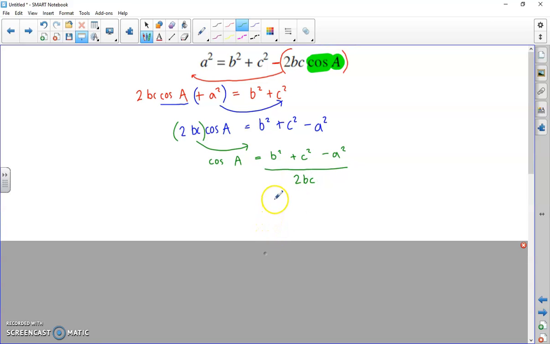Now, we could get capital A on its own by writing cos minus 1 of that entire fraction, but it looks a bit messy. What you'll just have to remember is that when you've used this version of the cosine rule, you do have to do cos minus 1 at the end.